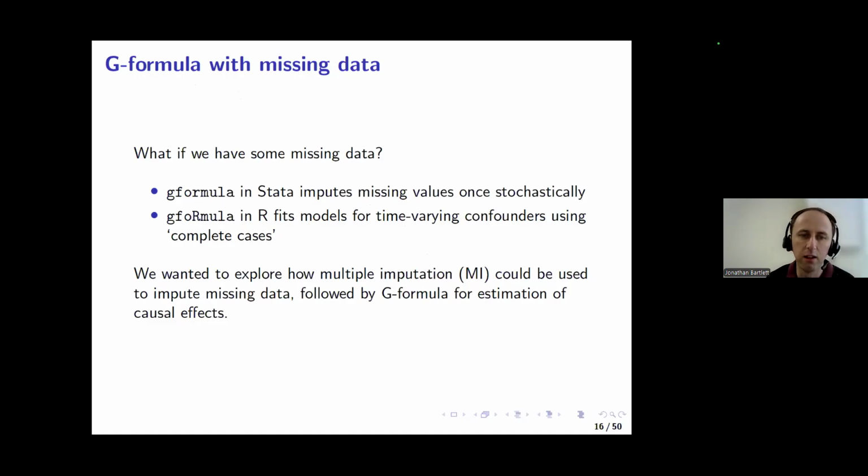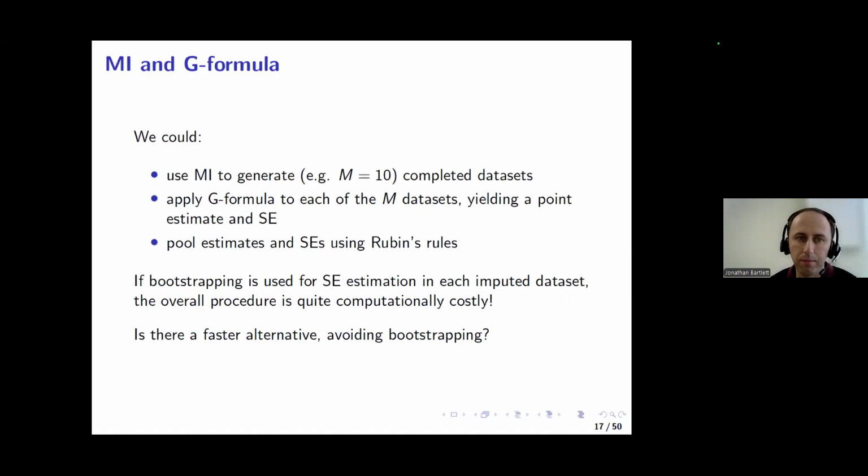And I'll come back at the end to say a little bit more about what assumptions might be sensible to make when handling missing data in this context of applying G-formula. But for now, let's explore how we can apply multiple imputation to impute the missing data when we want to apply G-formula for estimation of causal effects.